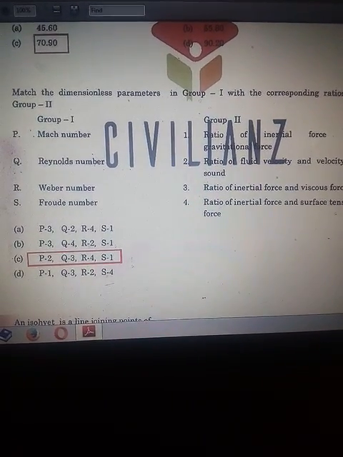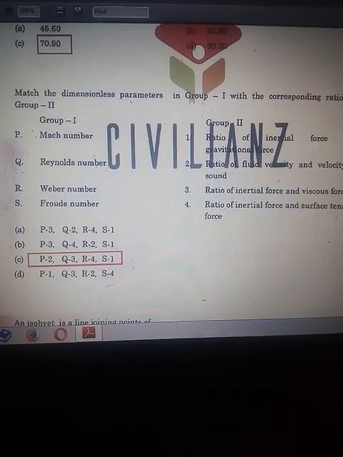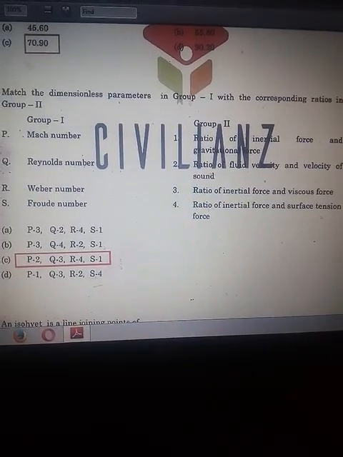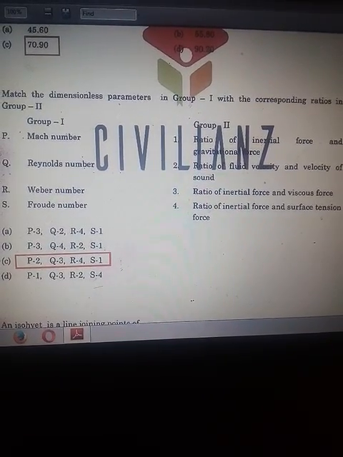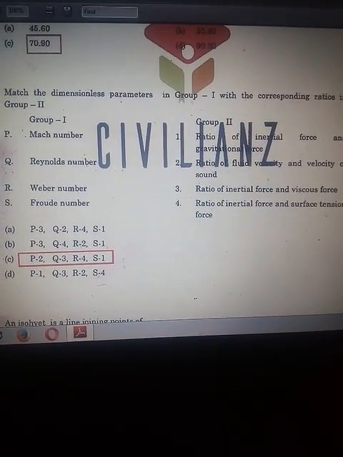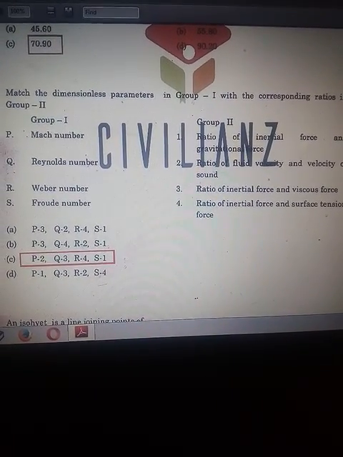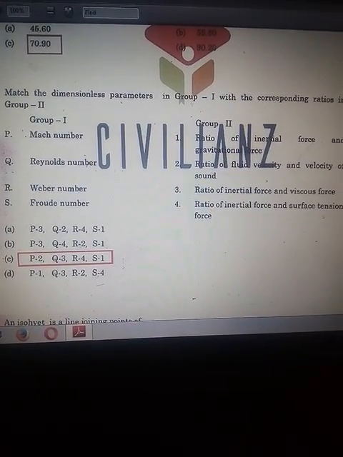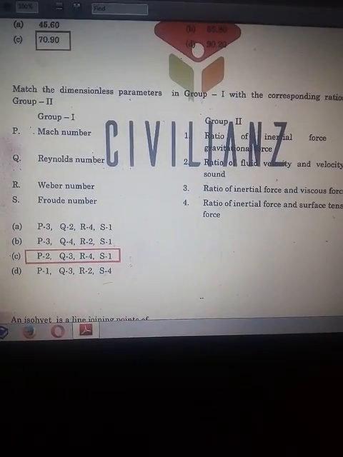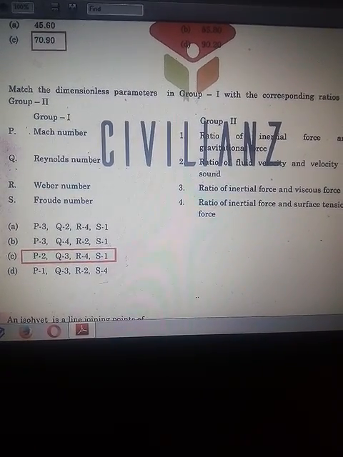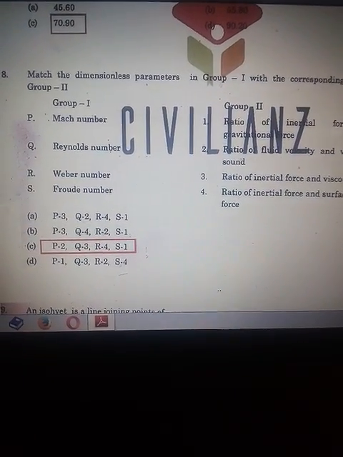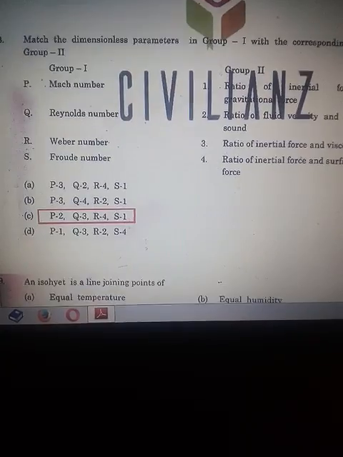Okay, and next one, Reynolds number is the ratio of inertial force and the viscous force, so it will match with 3. And now Weber number is the ratio of inertia force and the surface tension force. Okay, and the last one, Froude number, is the ratio of the inertia force and the gravitational force. Okay, so the right answer of this question will be C.